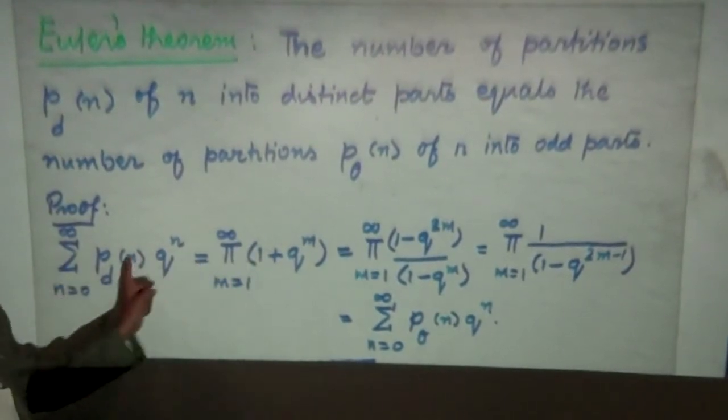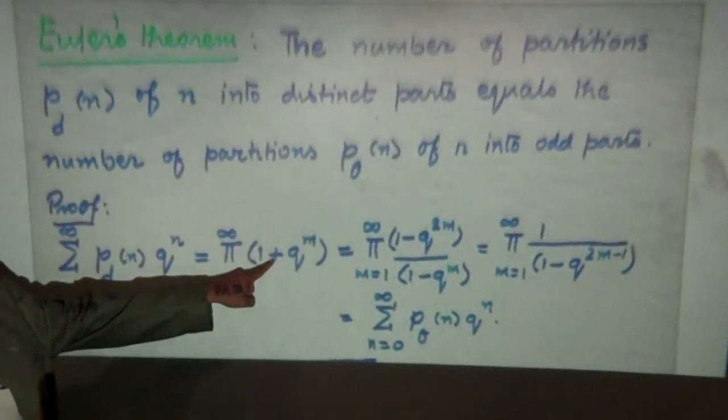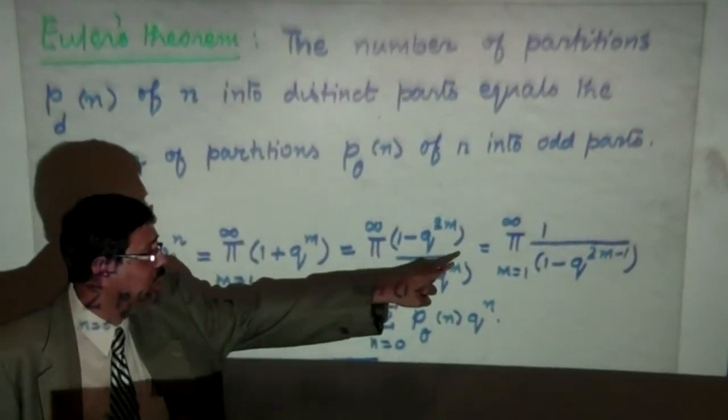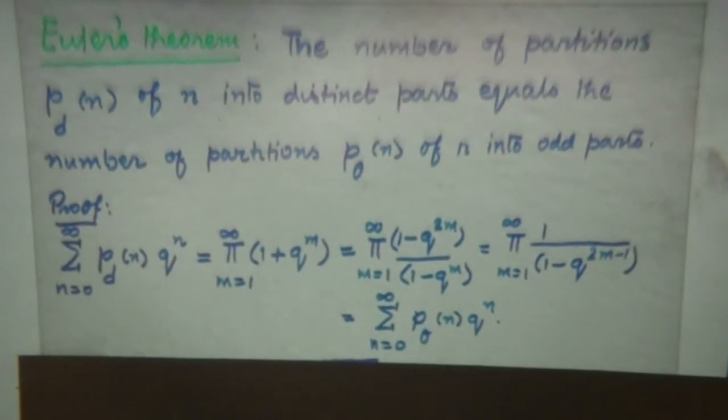So the generating function for the partitions into distinct parts is this. I replace 1 plus x by 1 minus x squared over 1 minus x, and after cancellation I get the generating function for partitions into odd parts.